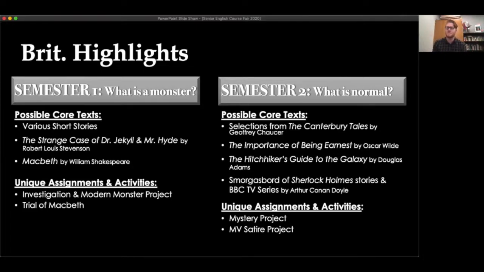We start with some selections from Canterbury Tales, which is 12th century, 13th century satire, and then we go into The Importance of Being Earnest, which is Victorian, and then we end with the modern Hitchhiker's Guide to the Galaxy and look at sci-fi and satire. And at the very end of the semester, when you are in full senioritis mode in May, we look at Sherlock Holmes. We have this kind of standalone unit where we look at the BBC version compared to all the old short stories, and it's a very fun way of ending the senior year.